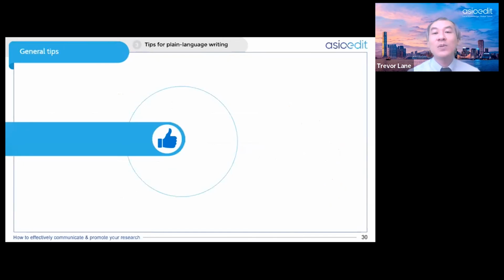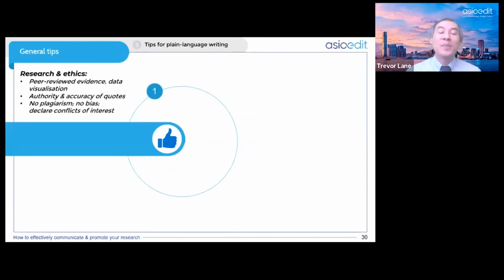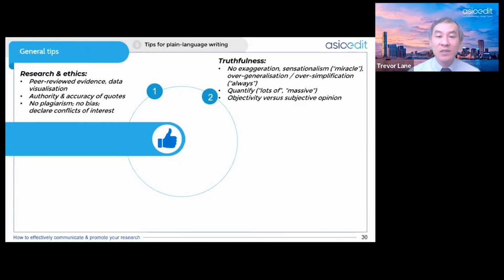So finally, let's end with some general tips. Do be aware of research and ethics when you write for the public. Make sure it comes from peer-reviewed sources. Use graphics, but then display your data in the best way. Get quotes from authoritative sources. No plagiarism, no bias. Declare your conflicts of interest as the authors or researchers.